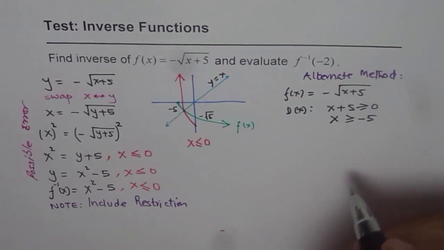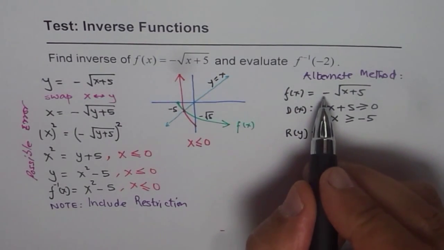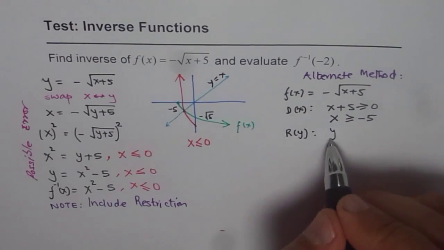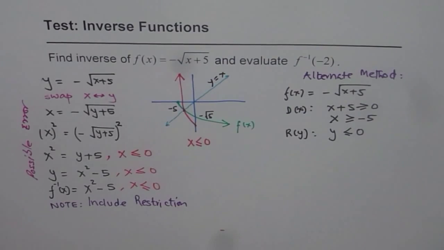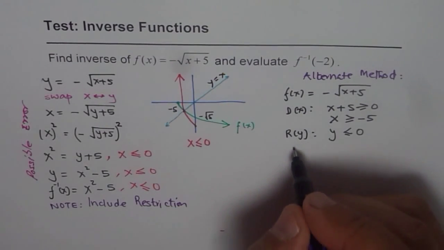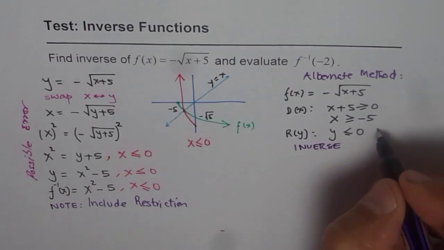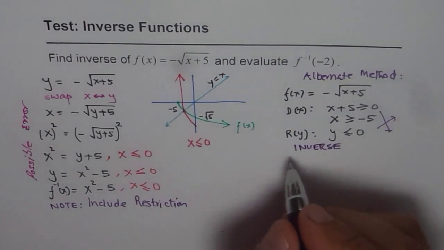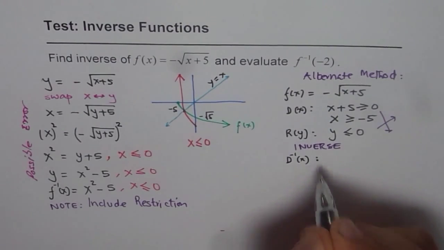Is that okay? That's the domain. And the range for the function is, since it is reflected down, instead of greater than or equal to 0, the y value is less than or equal to 0. So that is the domain and range for the given function. Now, what is the domain and range for the inverse function? As you know, for the inverse function, this swaps. So if I swap it, I can write the domain and range for the inverse.